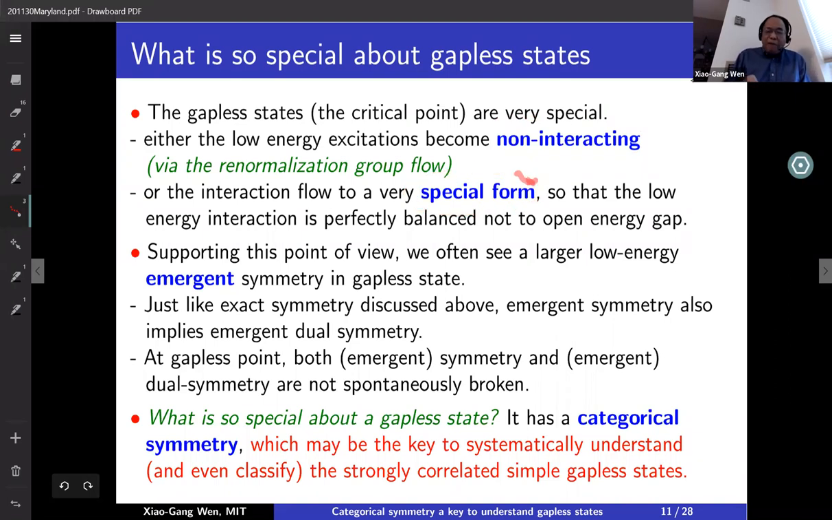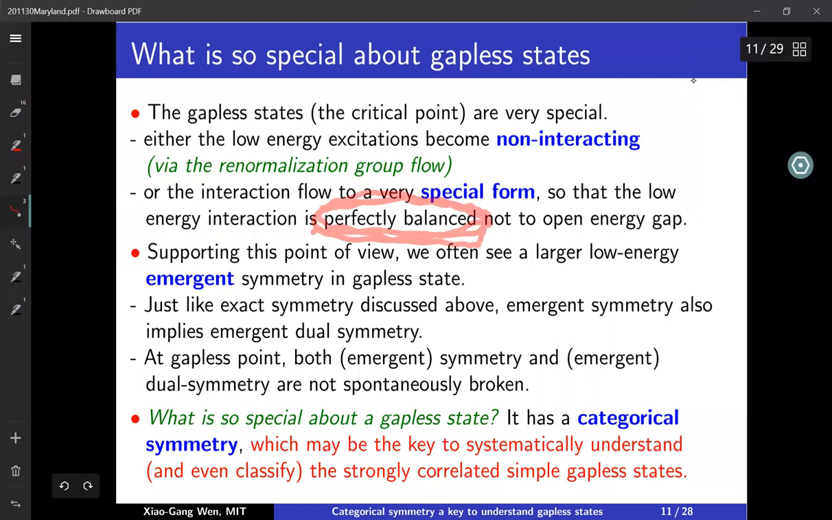And why do I emphasize this very special interaction? Because we know that in second order perturbation theory, the interaction tries to push two levels away from each other near ground states. And so the interaction in general has a tendency to open up a gap. So flowing to zero interaction is a way to avoid the gap opening. And to have an interaction which is non-zero and also does not open up a gap, the interaction between different energy levels should be balanced in a very special way, so there's no gap opening. There's some perfect balance. So that's my intuition about the gapless states.